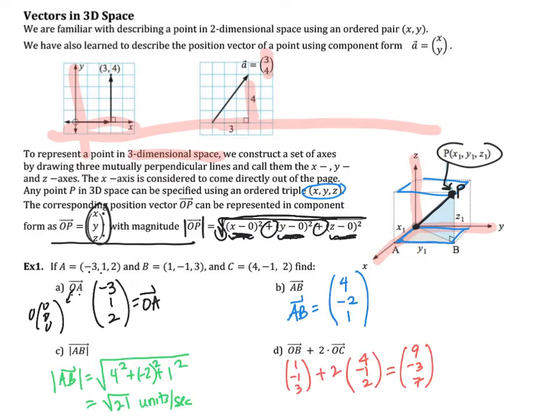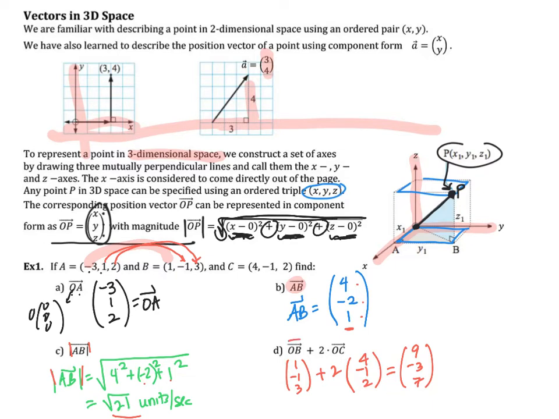All right, so check it out. A to B here, let's look at that. So vector A to B, we're going from A, -3 to +1, so that would be to the right 4 units. From 1 down to -1, that would be down 2 units. And then from 2 up to 3, that would be up 1 unit. So you should have gotten your vector to be 4, -2, 1. And then for our magnitude, we're taking this vector from A to B, and we're just squaring each of those values. So you should have gotten square root of 21 units per second. Just square root of 21 because we didn't give you any units.